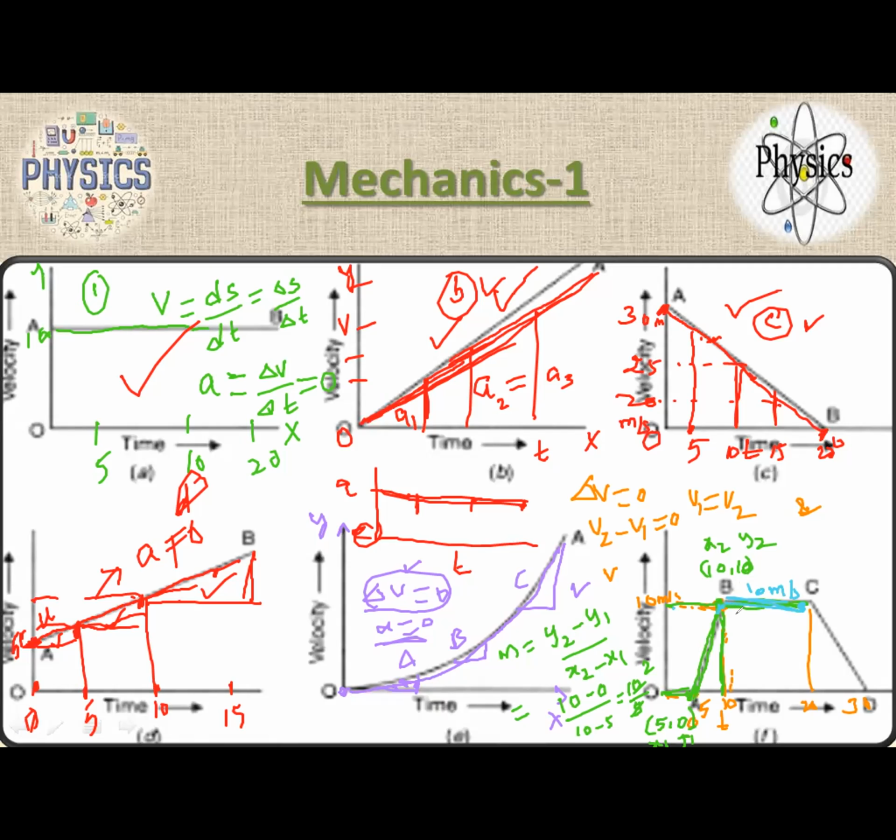So a equals 0. Coming to CD, what about CD? Velocity is decreasing with respect to time, right? So velocity is decreasing with respect to time. So the object has retardation here. You are stopping the vehicle.